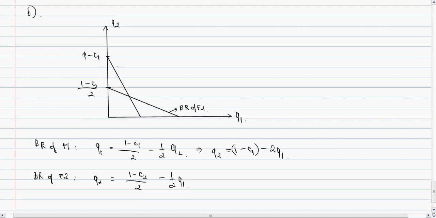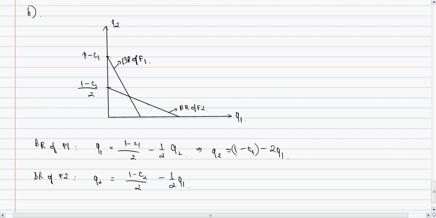Okay, so we'll have something like that. So this is the best response function of firm 1. Now remember, I draw 1 minus C1 is bigger than (1 minus C2)/2. This is the necessary condition in order for the equilibrium to exist.